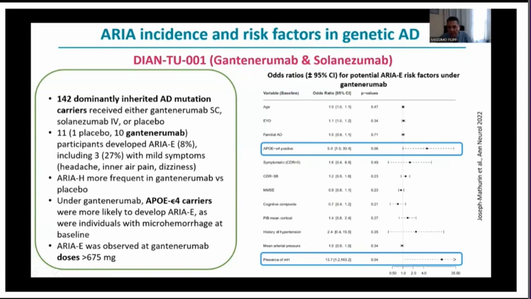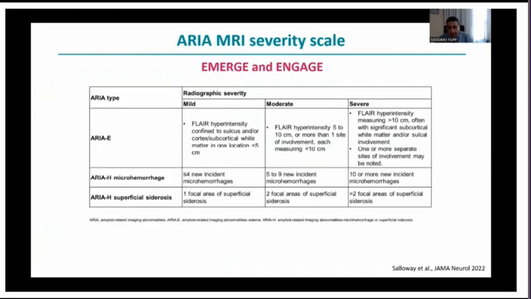So there is a consistent finding across different studies, which would allow us, when the drugs eventually will be marketed, to stratify people with different risks of having especially ARIA-E. Another aspect which has been developed is to try to define a severity scale, which was derived from Emerge and Engage data, in order to stratify the severity of ARIA abnormalities.